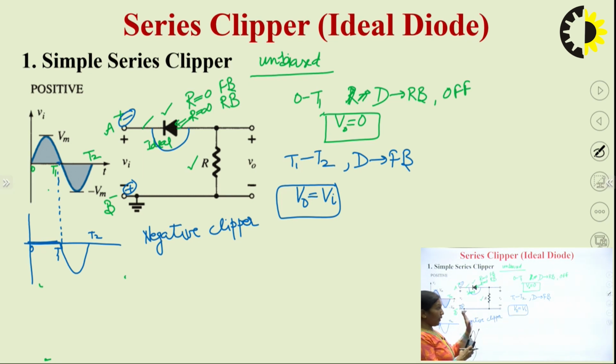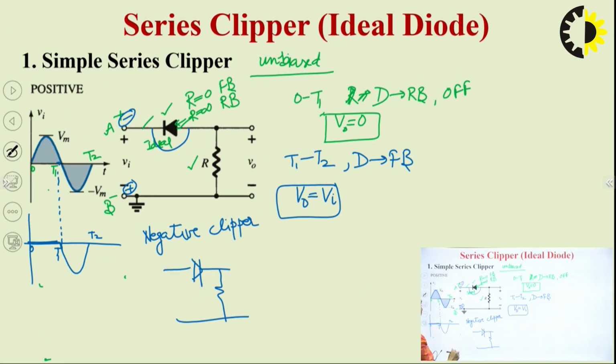So, if I flip the diode in this circuit, and draw the diagram like this, I have flipped the direction of the diode in this circuit. Here, during the positive half cycle, your diode will be forward biased, so output will be equal to input, and during the negative half cycle, this diode will be in reverse bias position. So, the diode will be in off state and output will be equal to 0. So, that will be your positive clipper.